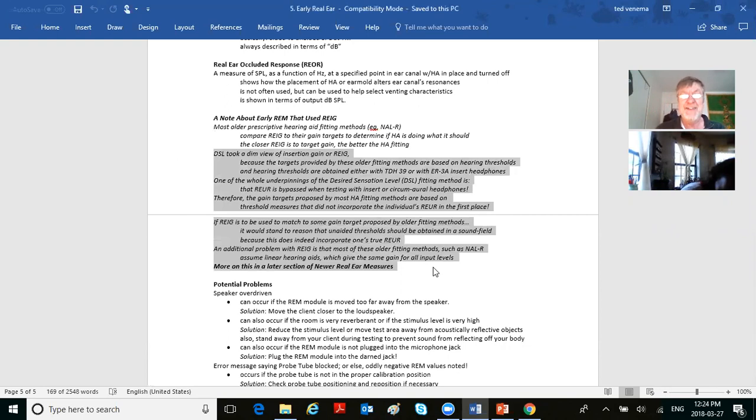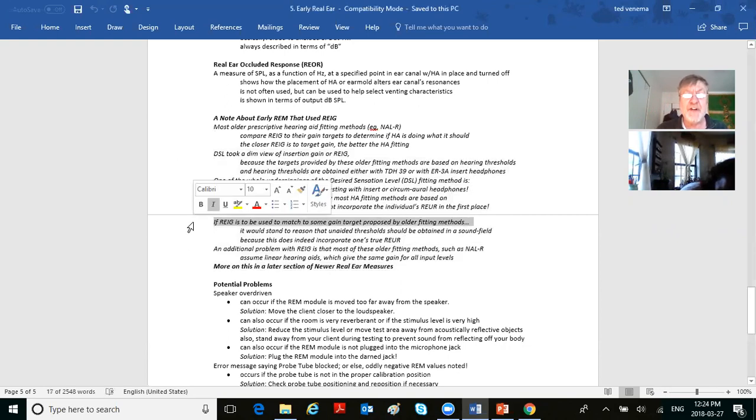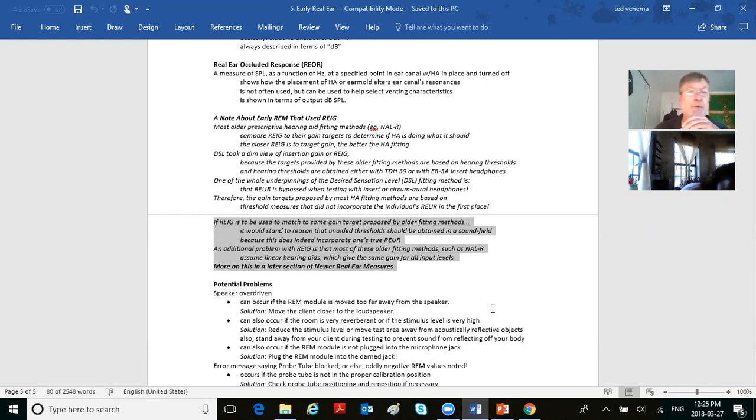All right. So I'll highlight the top of this page here. If REIG is used to match to some gain target proposed by some old fitting method, it would stand to reason that the unaided threshold should have been obtained in a sound field, because only then are you truly incorporating one's REUR.